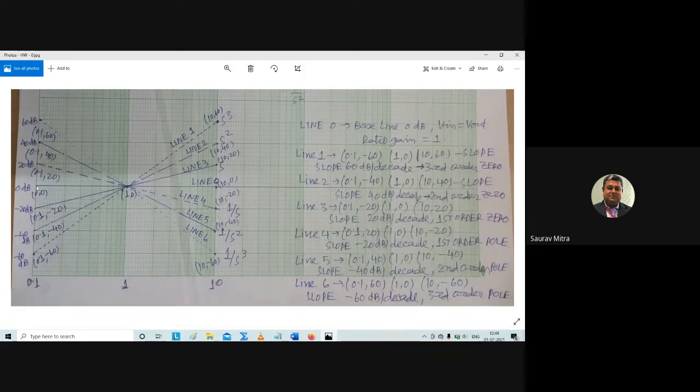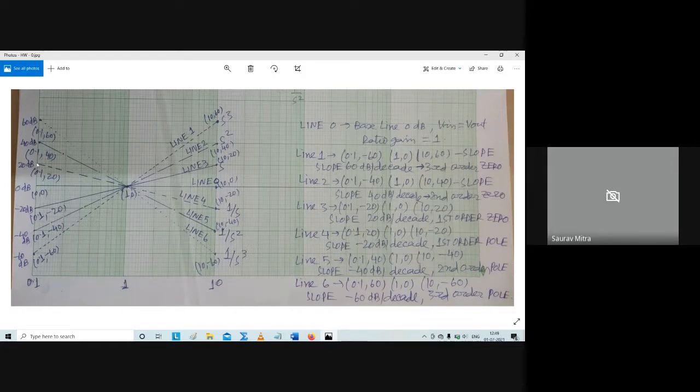So this point on the x-axis is 0.1. So this first 0 is actually wrong. This should be 0.1 comma 0. So this upper point is 0.1 comma 20. Then it is 0.1 comma 40, and it is 0.1 comma 60.